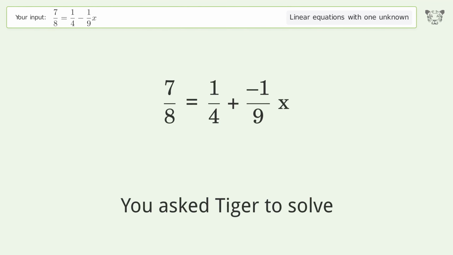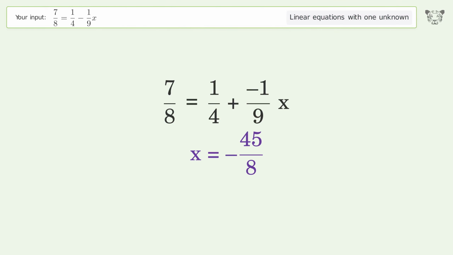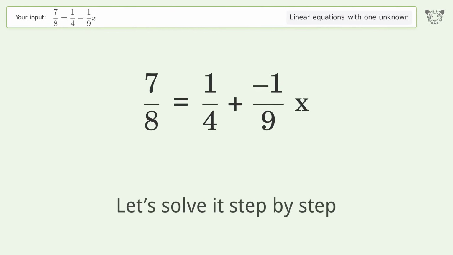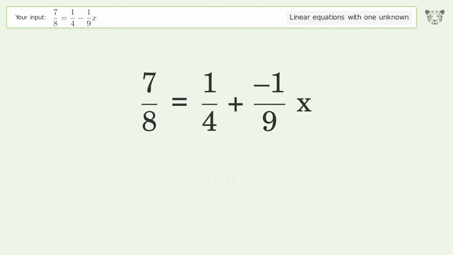You ask Tiger to solve. This deals with linear equations with one unknown. The final result is x equals -45/8. Let's solve it step by step. Swap sides.